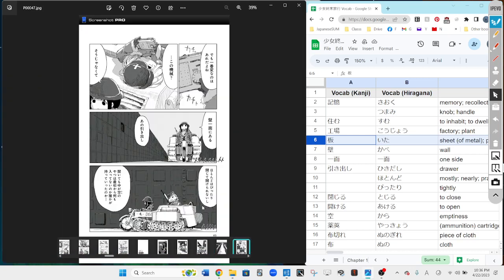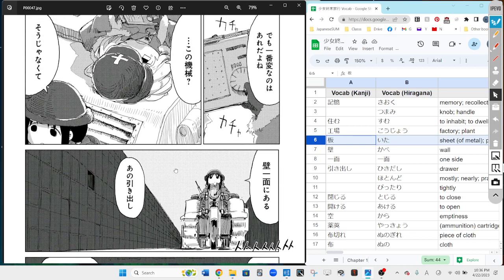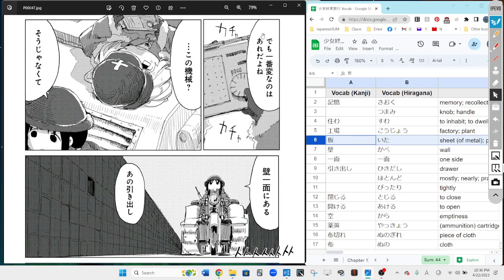Henna basho. What a strange place. Demo, ichiban henna no wa are yo ne. However, the weirdest thing is this. And Cookie, when you see it, the next two bubbles will be for you. One more panel.